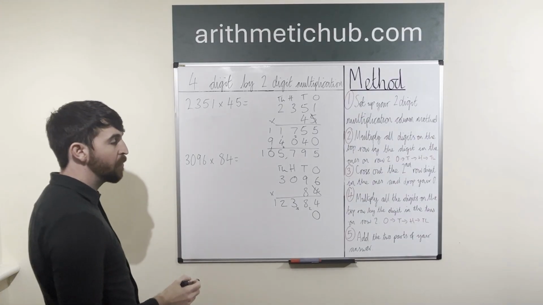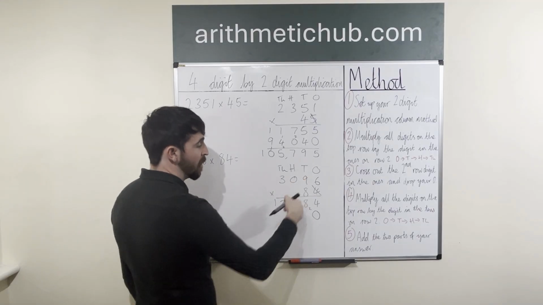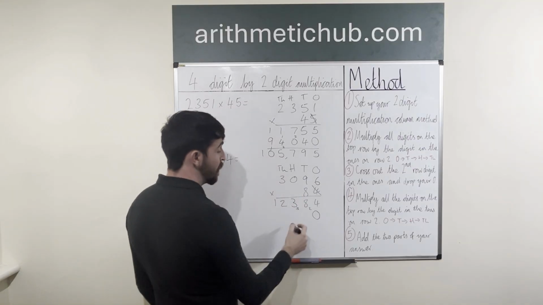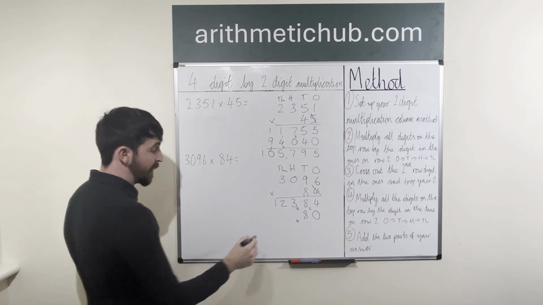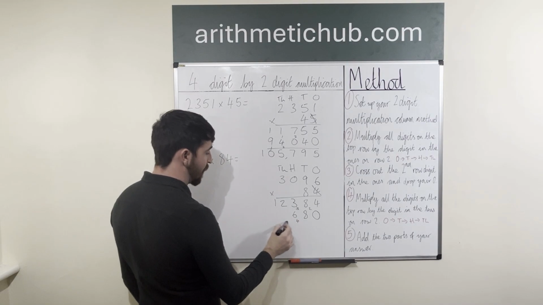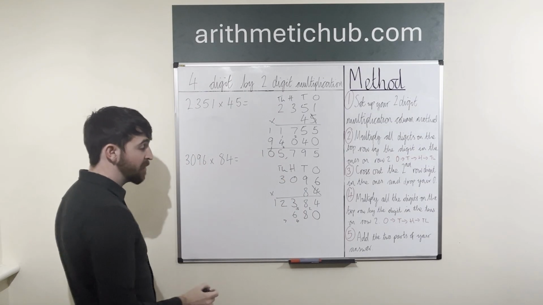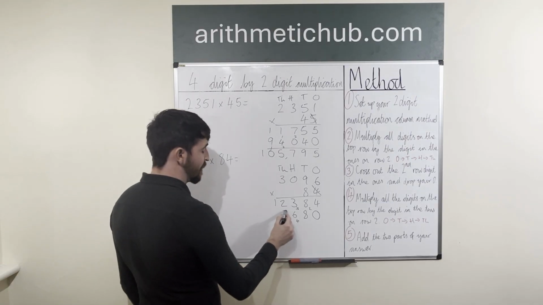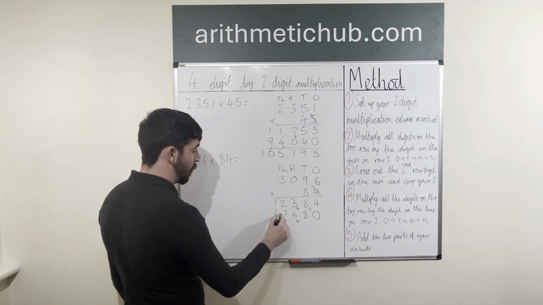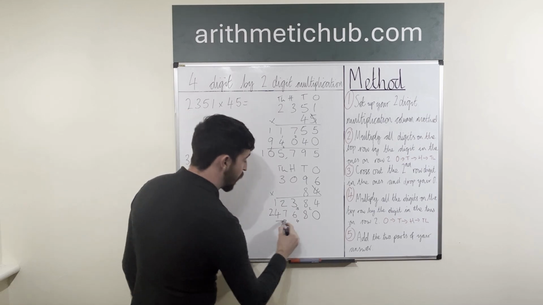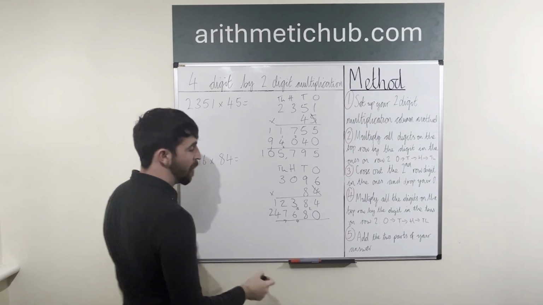Multiply all the digits on the top row by the digit in the tens on row 2. So 8 is now in the tens, so I'm going to be multiplying all of these by 8. 6 times 8 is going to give me 48. 9 times 8 is going to give me 72. Add the 4 is going to give me 76, sorry. 0 times 8 is going to give me 0, add the 7 is going to give me 7, and 3 times 8 is going to give me 24.